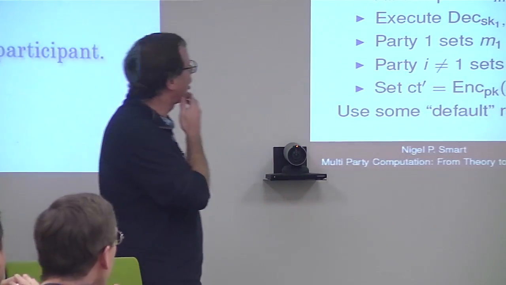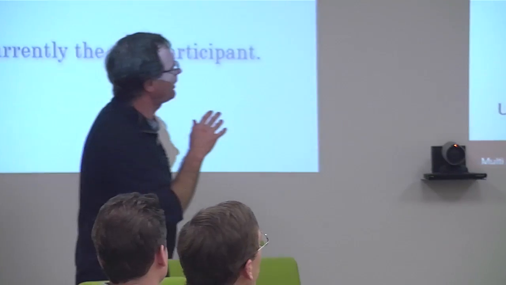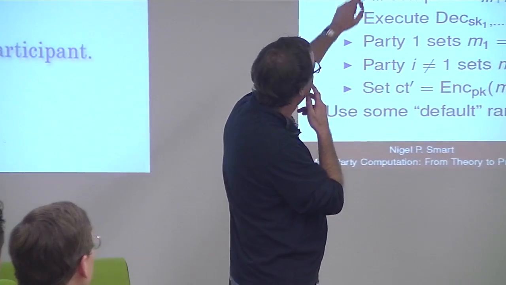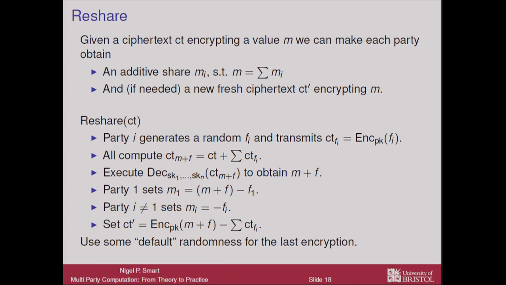Okay, so there's one protocol we need. Now this again looks slightly complicated, but if you go into detail, it's relatively straightforward. So I've got some ciphertext which encrypts a value m. And what I want is everybody in my protocol to obtain a share of that value. I want them all to get an mi such that the mi's sum up to m without knowing what m is. And if needed, I want to create a new fresh ciphertext which encrypts m.